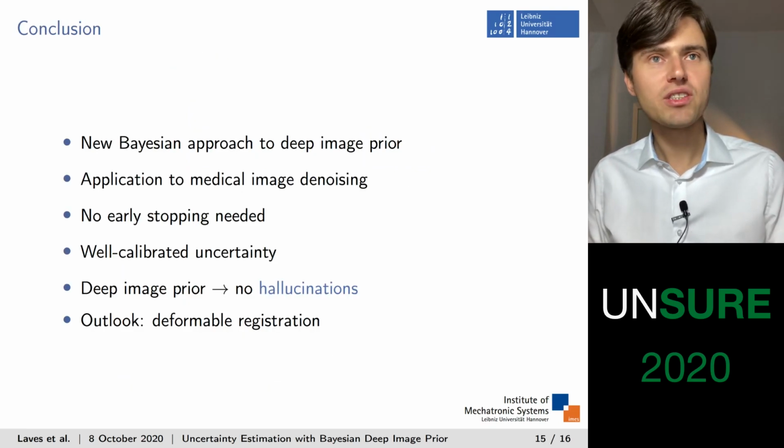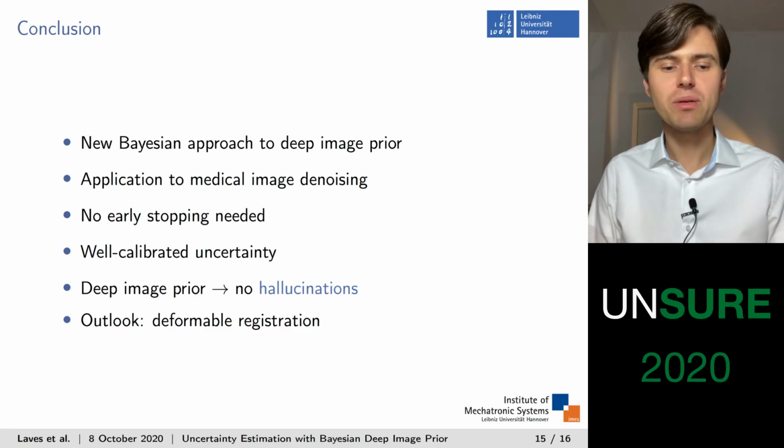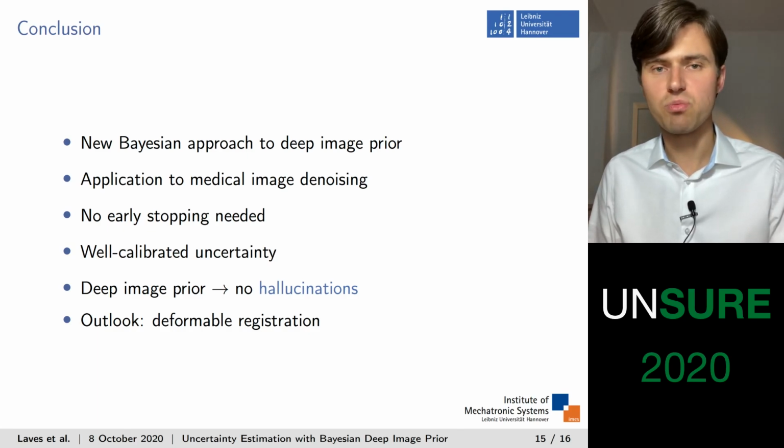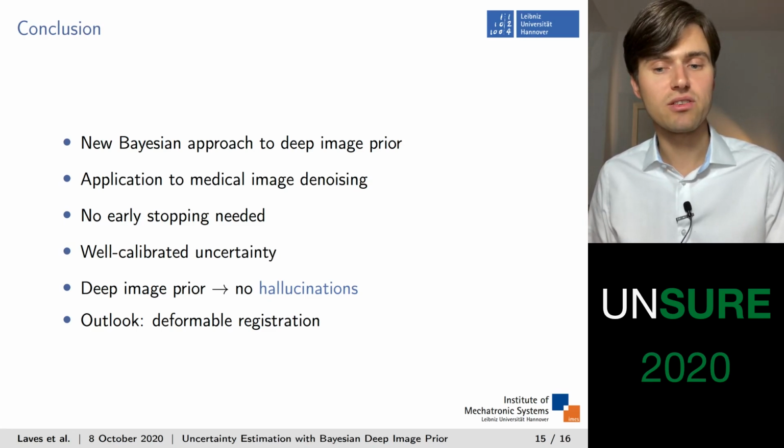And with this, I want to conclude my talk. In this work, we provided a new Bayesian approach to deep image prior. We applied this to medical image denoising of 3 different modalities and provide state-of-the-art performance in denoising with deep image prior. Our Bayesian treatment does not need carefully applied early stopping and yields well-calibrated uncertainty.